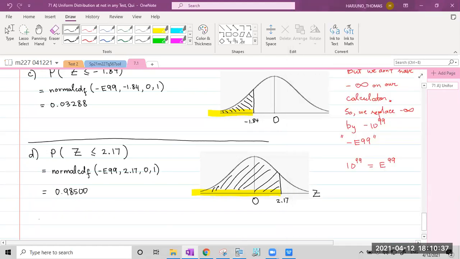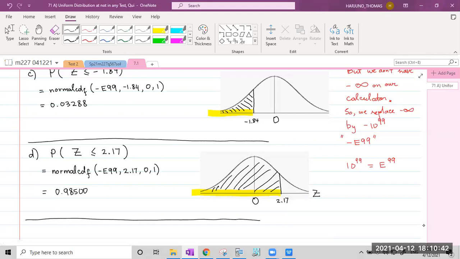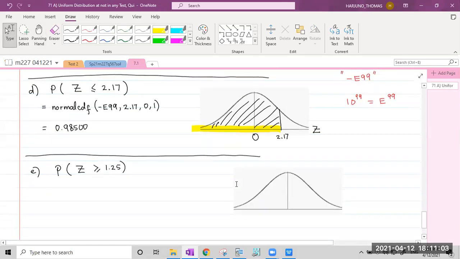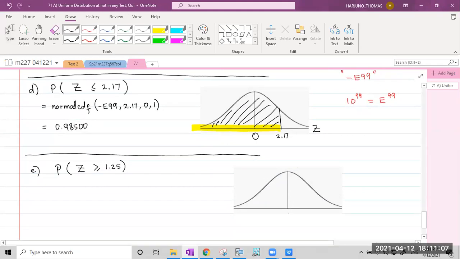Now, let's go on. How about if I want to find the probability that the standard normal variable is greater than or equal to 1.25? Let's take a look at the standard normal distribution curve. This is zero because it's standard normal, so the mean has to be zero. 1.25 is to the right of zero, and you go to the right, greater than or equal to that. That means the interval will be from 1.25 to infinity, right? The lower bound is 1.25, the upper bound is infinity.